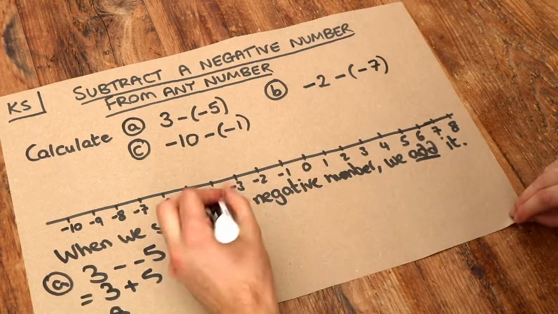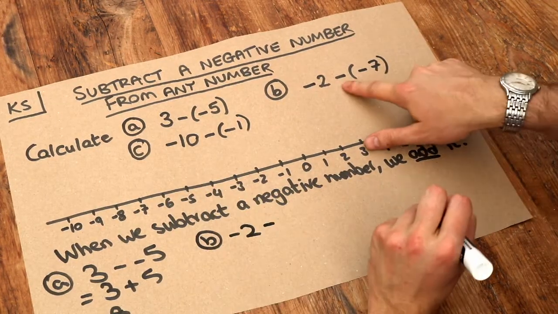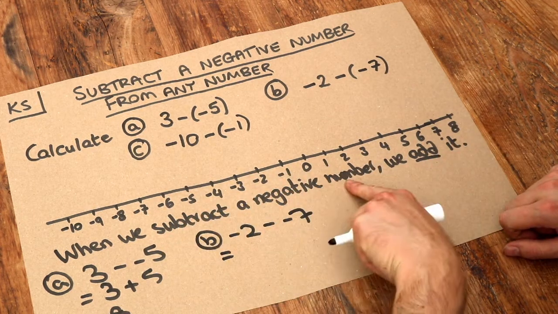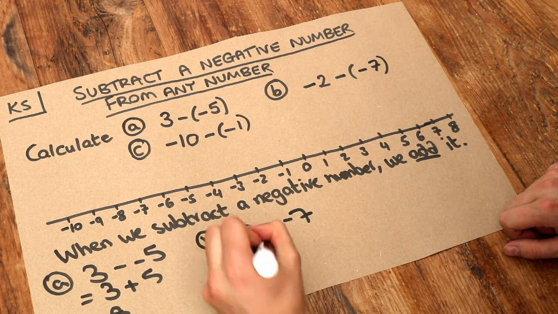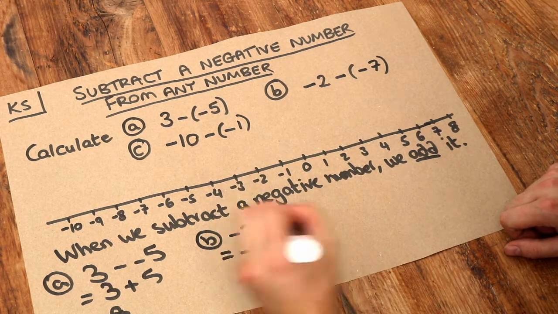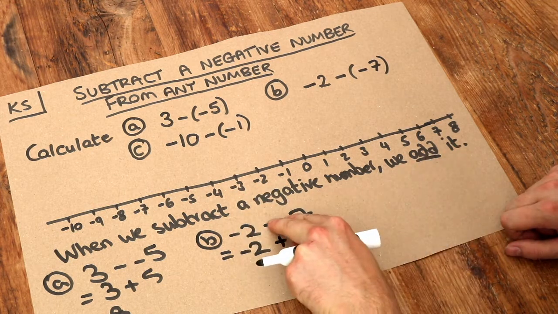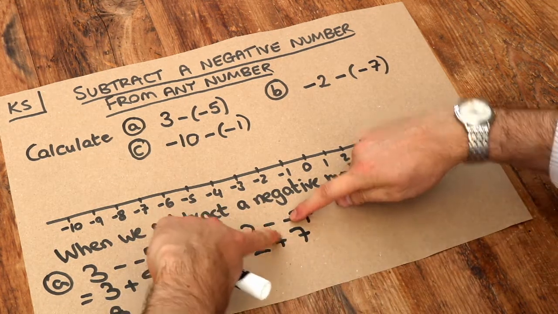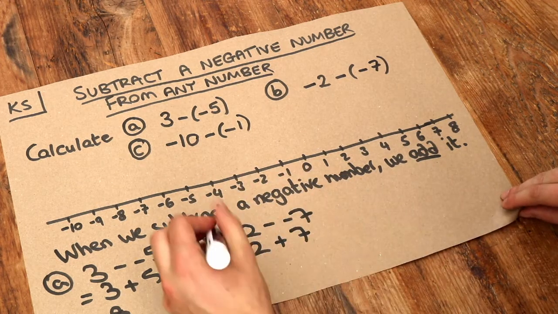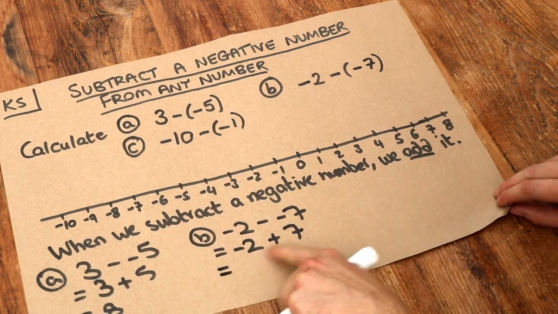Part B, we've got minus 2 and we're subtracting negative 7. Now, as I said here, when we subtract a negative number, we end up adding it. So we've got minus 2, and then instead of subtracting negative 7, we actually add positive 7. So those two minuses sort of cancel because they're next to each other, and you end up with a plus. But remember, those two minus symbols have to be next to each other. Now, what's minus 2 plus 7?